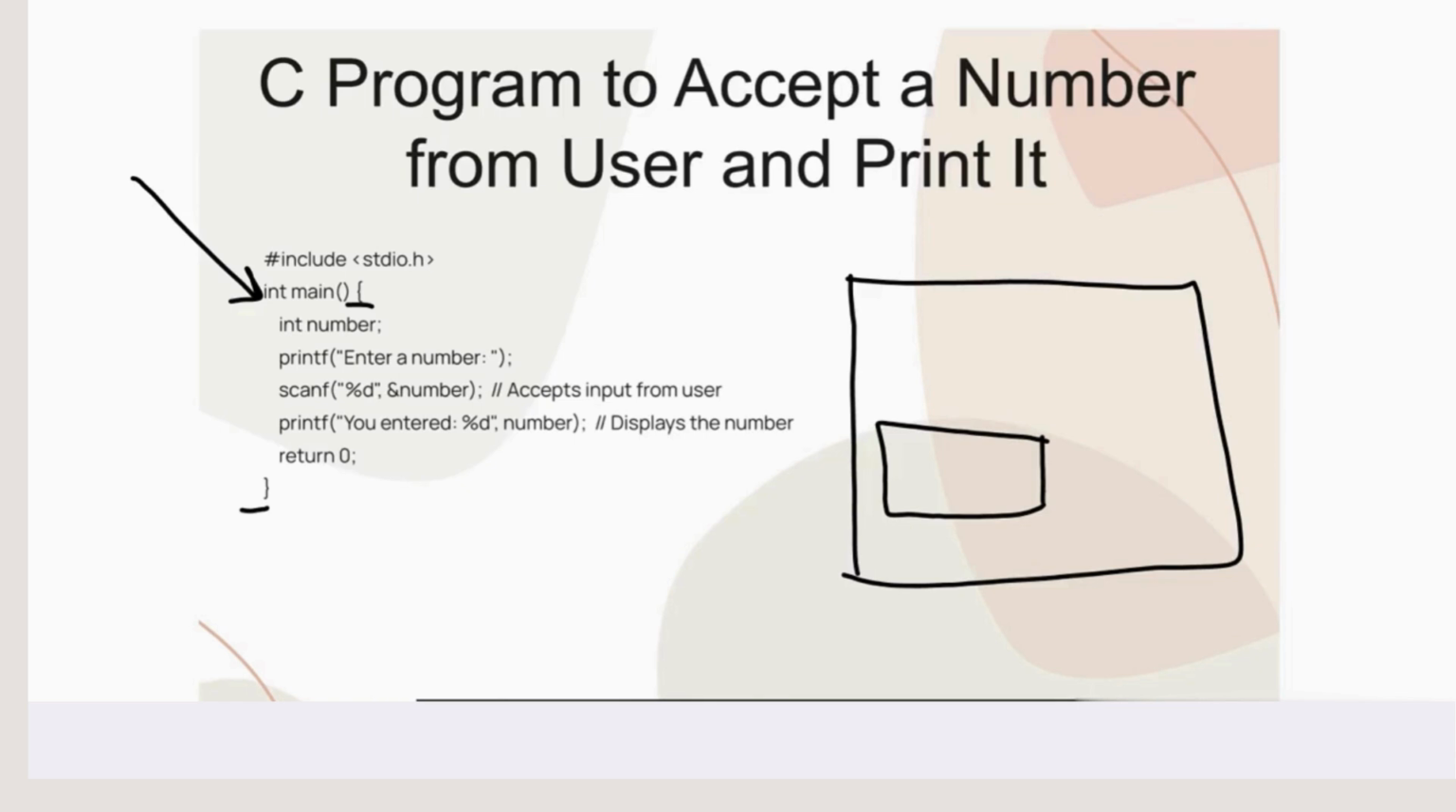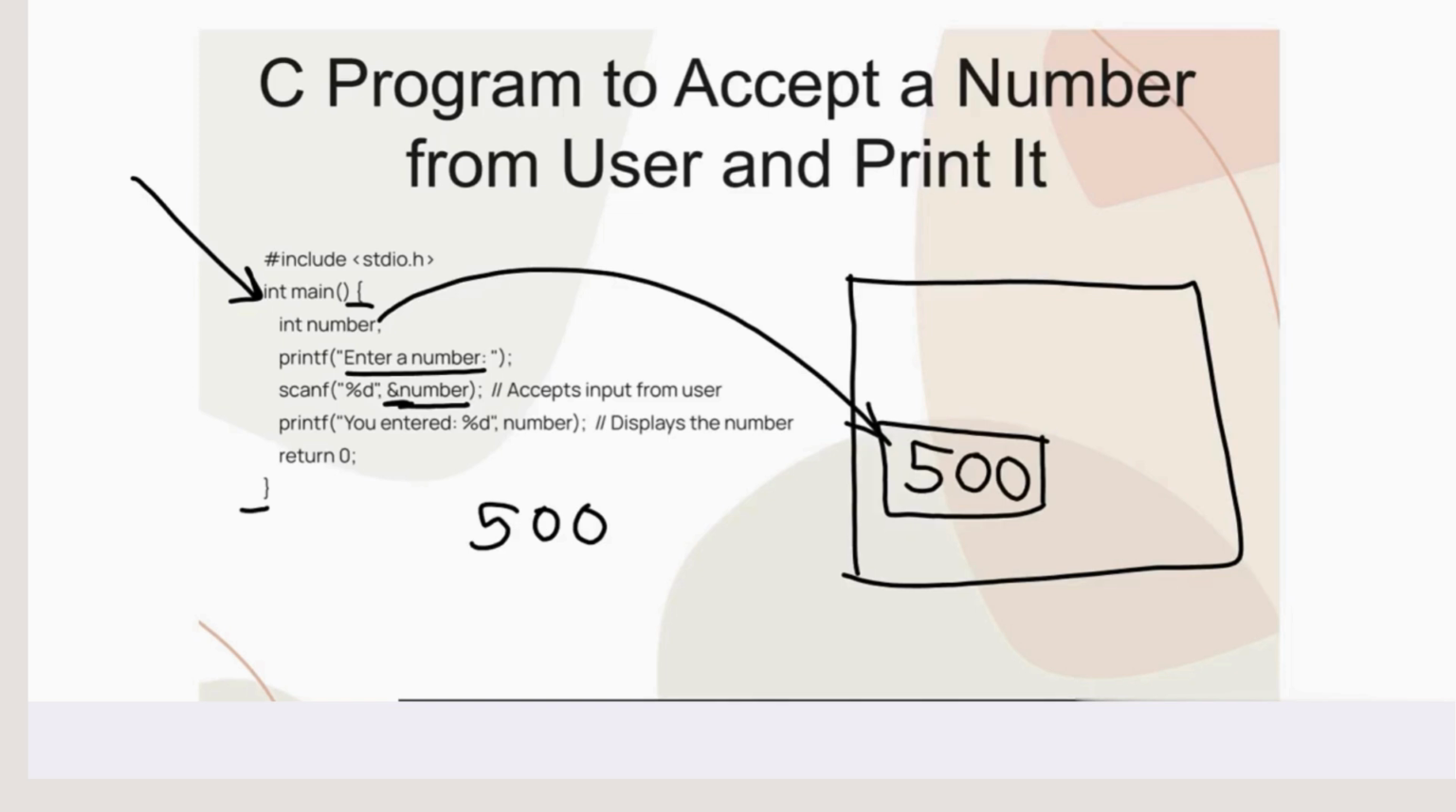So on the output screen I am going to get only this message, enter a number. It is waiting for the user to enter the value. Let's say the user is entering the value 500. This 500 value is taken from the user and stored at the address, this is an ampersand sign, at the address of the number variable. So what is the location of the number variable? Go there and store this value 500. And after storing, I'm coming back here.